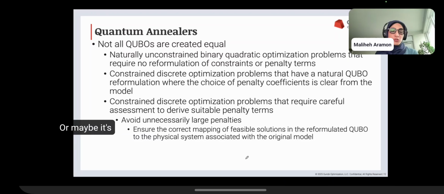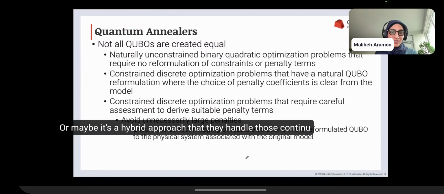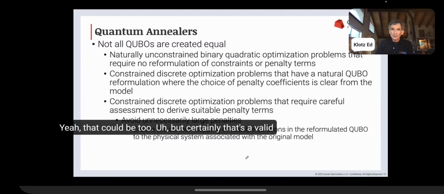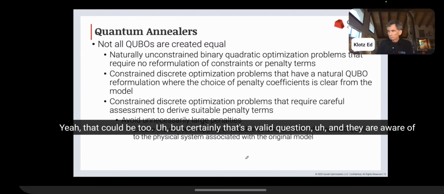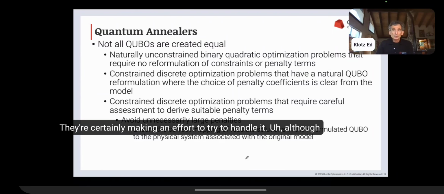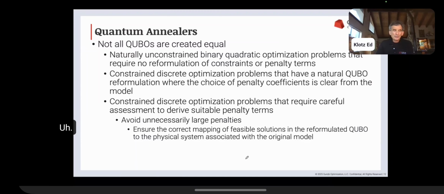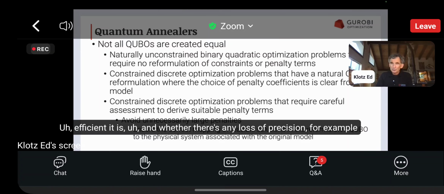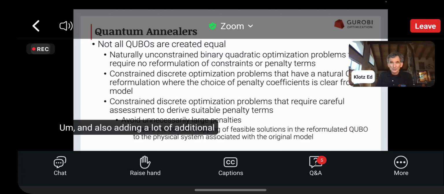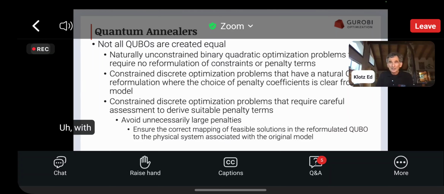Or maybe it's a hybrid approach where they handle those continuous variables using classical algorithms. Yeah, that could be too. But certainly that's a valid question, and they are aware of it, and they're certainly making an effort to try to handle it. Although exactly what they do and how efficient it is, and whether there's any loss of precision. For example, if you discretize, you're throwing away some feasible values. And also adding a lot of additional variables to the problem, just like with the unary expansion.